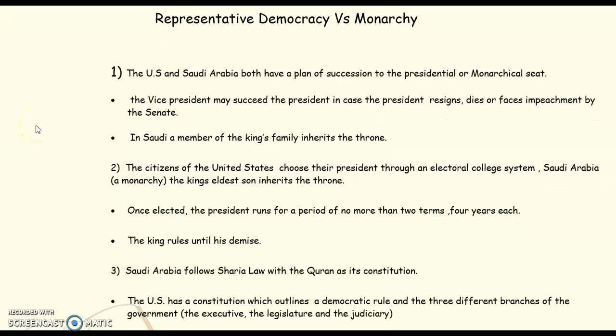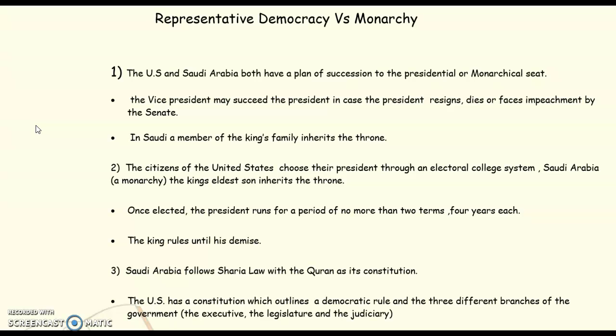Okay, a representative democracy versus a monarchy. We're comparing the U.S. governmental system. Our governmental system is a representative democracy versus absolute monarchy, which is Saudi Arabia. First, the U.S. and Saudi Arabia both have a plan of succession to the presidential or monarchical seat. For the U.S., if something were to happen to the president, the vice president then may succeed him in case the president were to resign, pass away, or face impeachment by the Senate. In Saudi Arabia, however, the king's family inherits the throne.